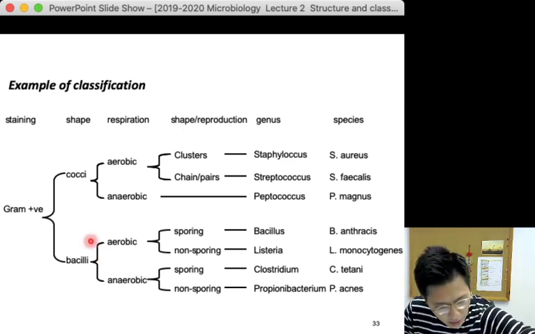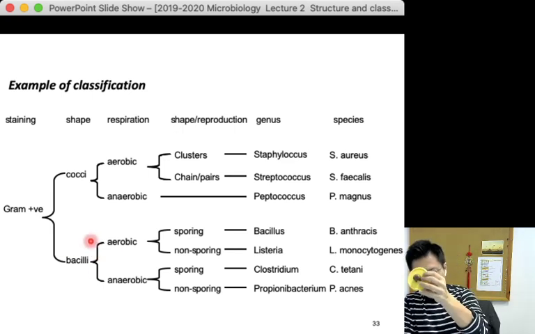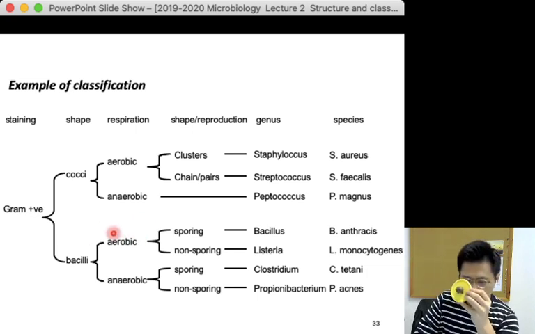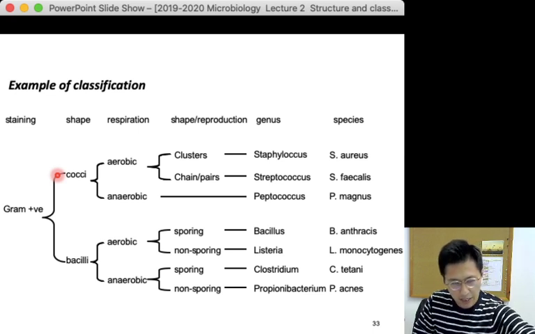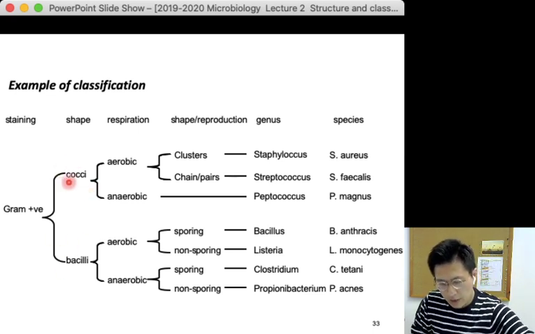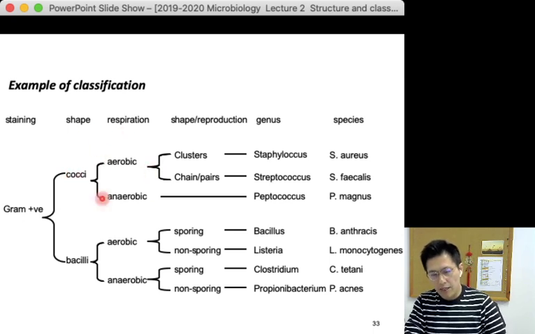Right, let me take out here. This is a beautiful one. This is a round shape. Cocci means the round shape. Look here, the round shape of bacteria. So this is a round shape, and then we're looking at the respiration.